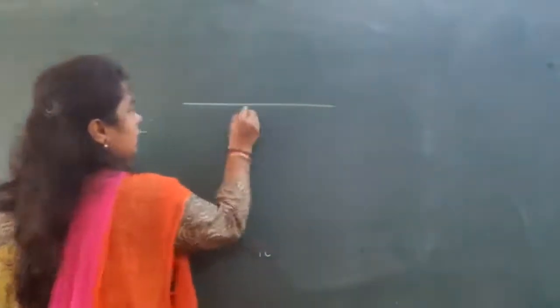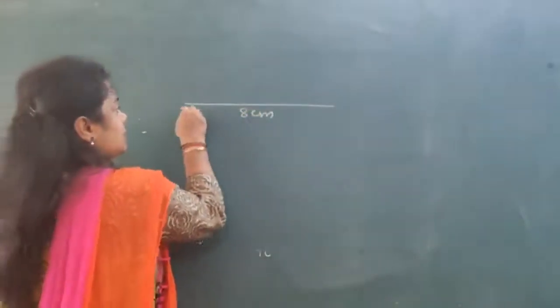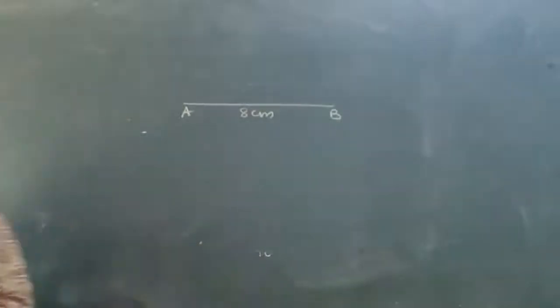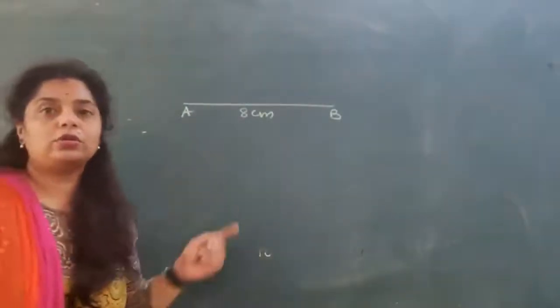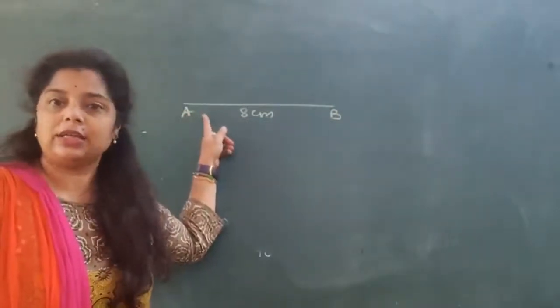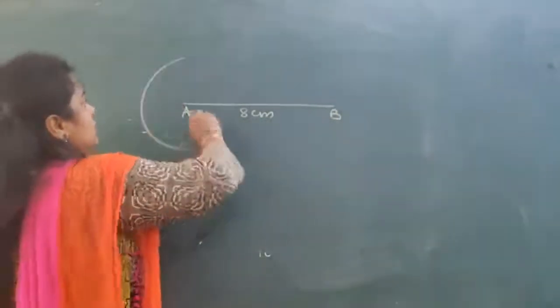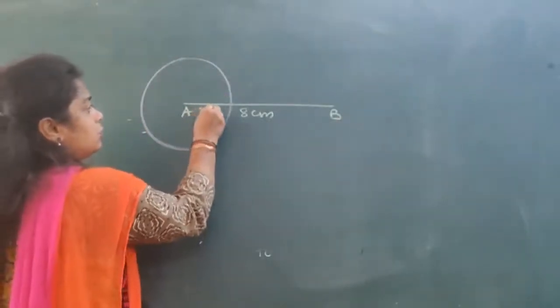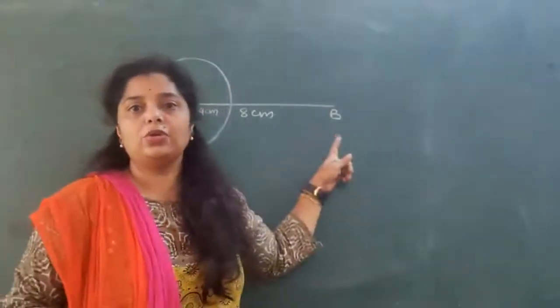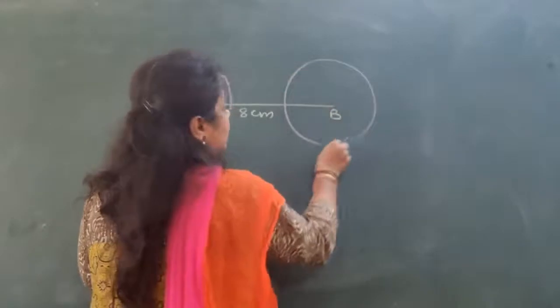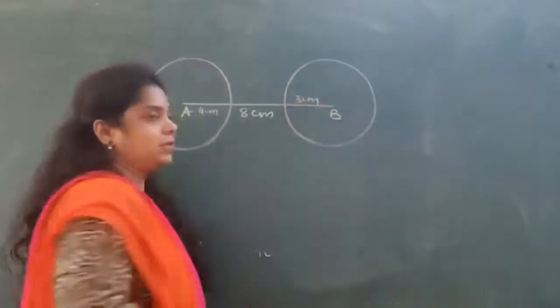First of all, I am going to give you a rough idea. This is an 8 centimeter line segment AB. Okay, so end points are A and B. As it is asked, draw the 4 centimeter circle at center A. With center A, you have to draw a 4 centimeter radius circle. So this is 4 centimeter. And at B, you have to draw a circle having a radius 3 centimeter like this. Okay, so this is 3 centimeter.